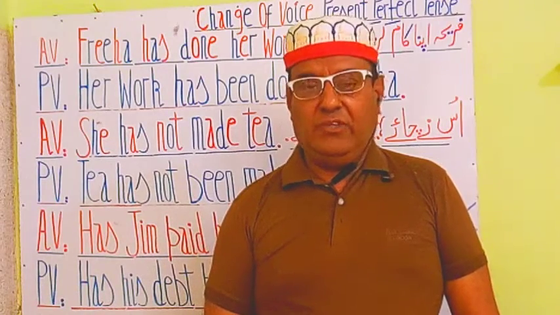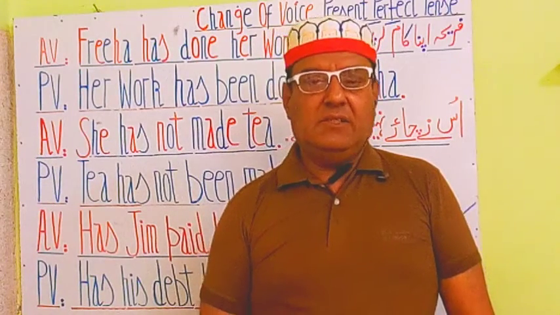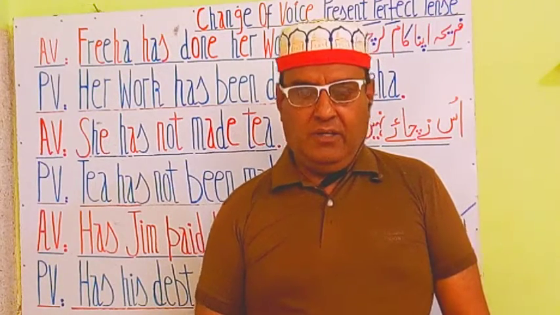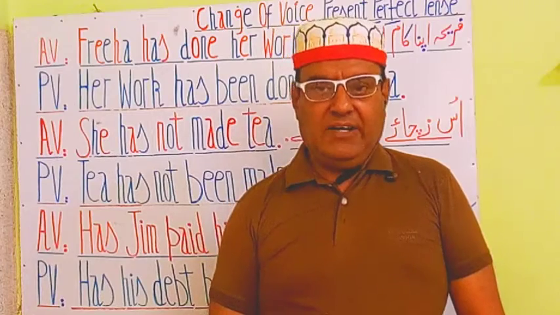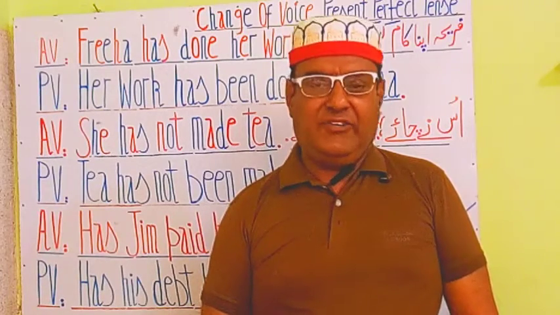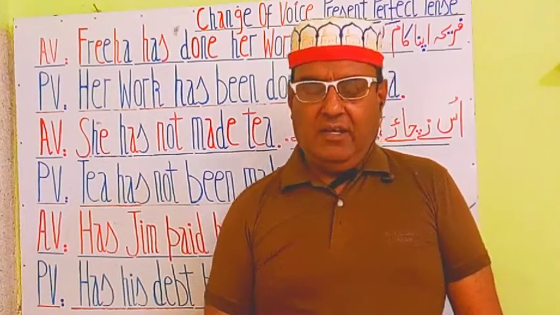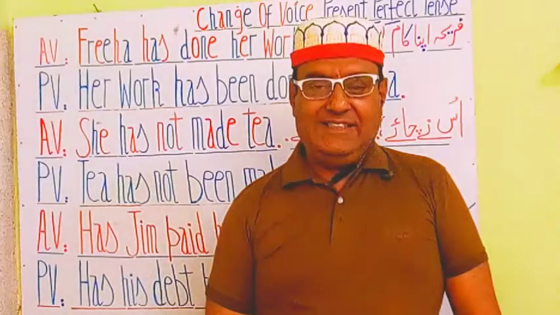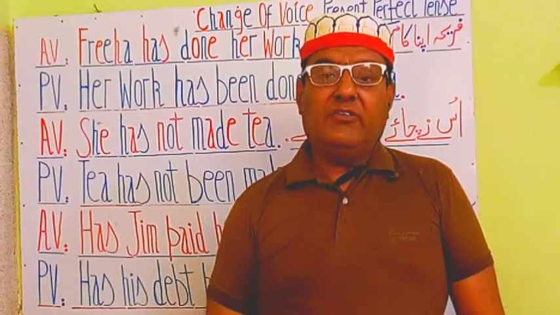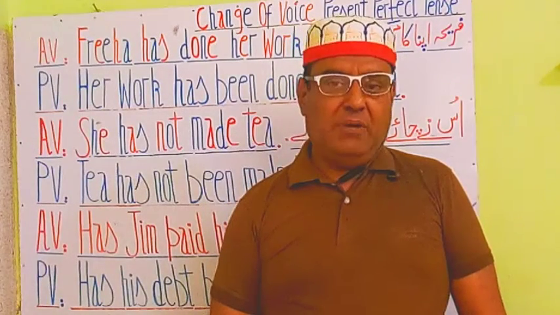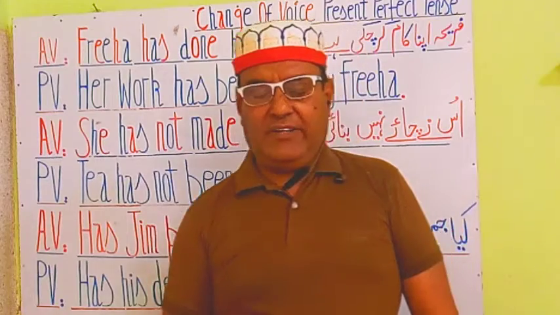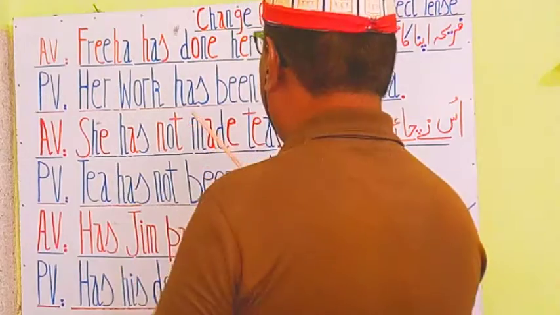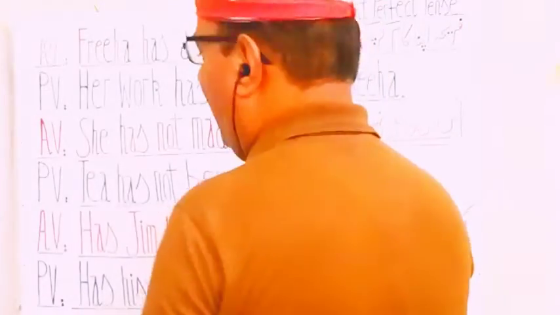Today we are going to view the present perfect tense, the tense in present and in completion. It shows that the work has been completed in the same period. Let's see these phrases and the rules. By applying them, we change them from active to passive voice. Let's start here. The first phrase is Friha has done her work.